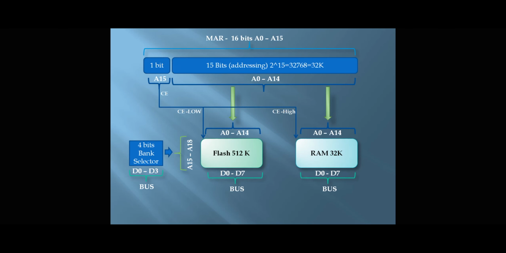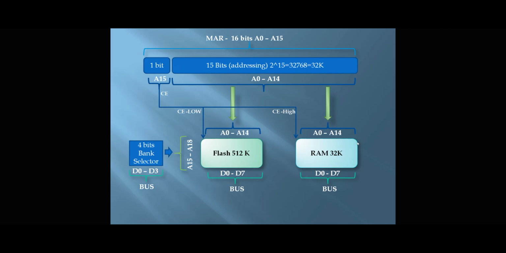Now, if you remember from the previous video, we talked about the memory address register, which is a 16-bit register that outputs 16 bits on the output side. Now, out of that 16 bits, we were using 15 bits for addressing, and we were using the most significant bit as a chip selector.